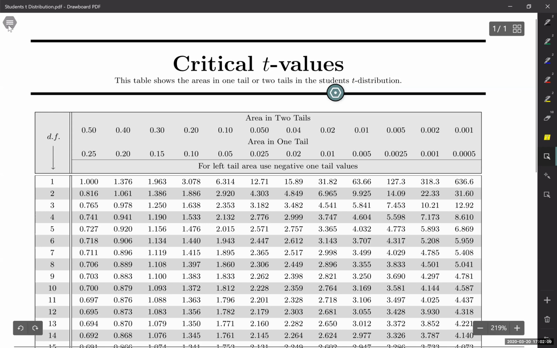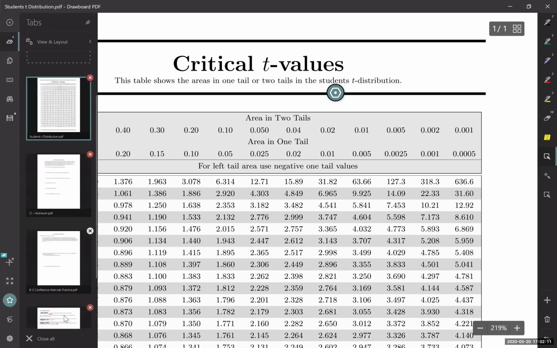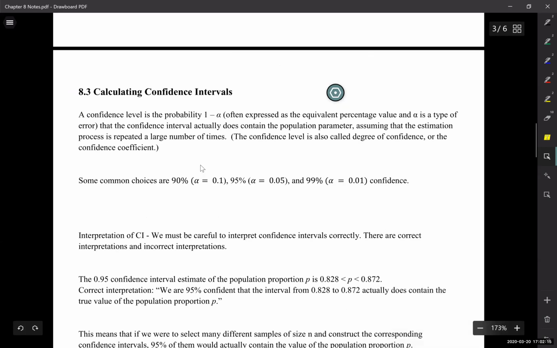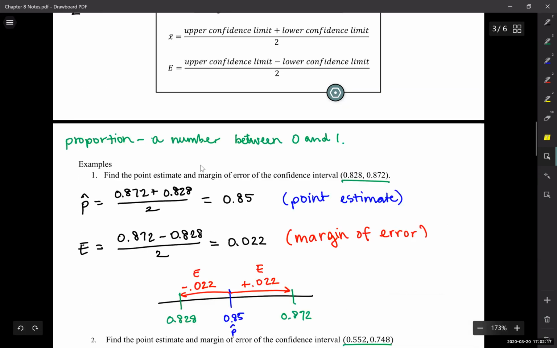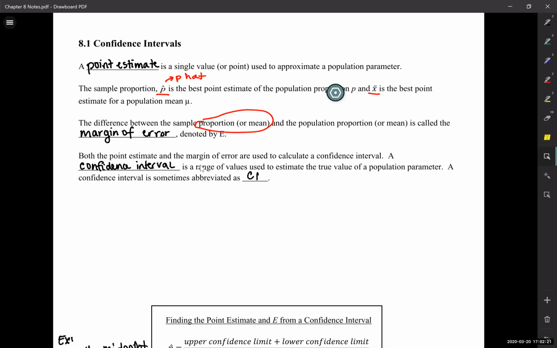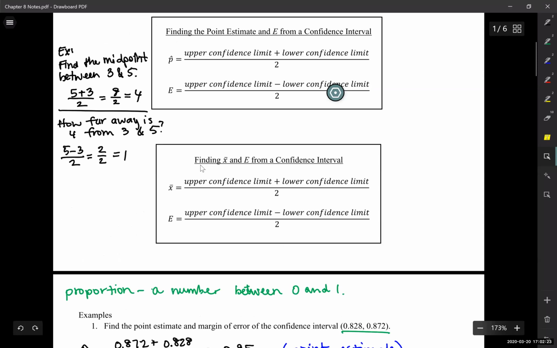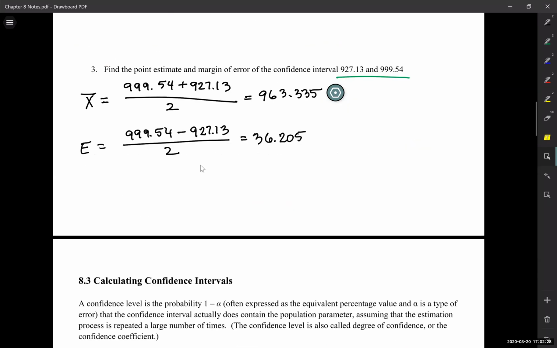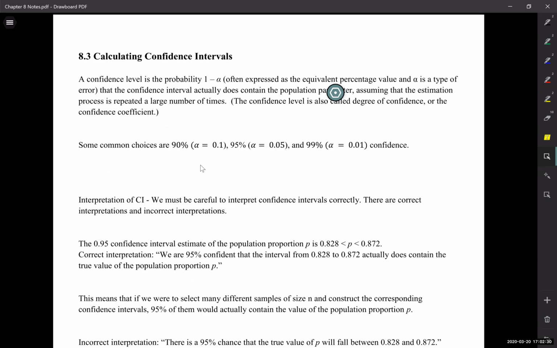Okay, so going back to the notes. Now again, you already have this. We did this last time. So here is the front of the packet that I handed out the last time we met. And then we did these examples already. And so we're here on the next page, 8.3. And what we're talking about today is confidence intervals.